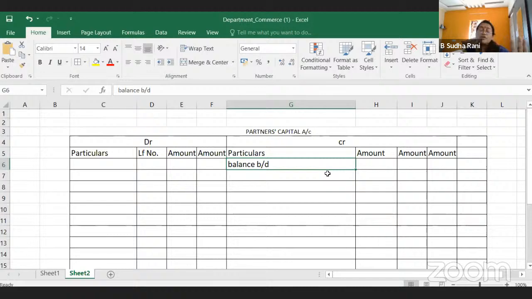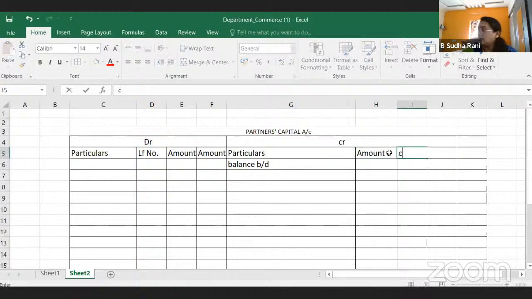Balance brought down. In the question, partners' capitals are showing the following balances. Something like that will be given. So whatever the capital balance of partners are given, we should keep it here. In this question also you have been given partner A, partner B and partner C. Three partners are there. Okay. So balance brought down. What is the partner A's capital given in the question?